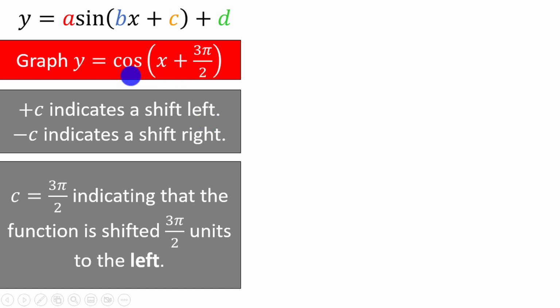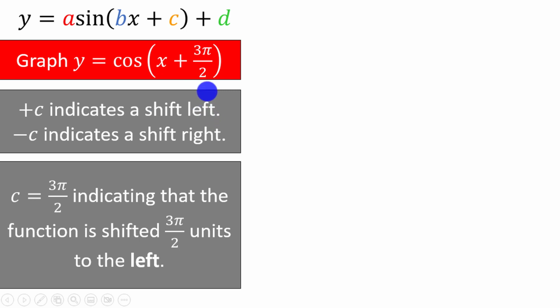Well, the way I think about it is cosine starts its period at 0. So what value would I have to plug into x to get to the start of my period? Well, I would have to plug in -3pi/2. If I had -3pi/2 here, I would have -3pi/2 plus 3pi/2, which would just be 0. So in other words, the starting place of the period is now -3pi/2, or 3pi/2 units to the left.